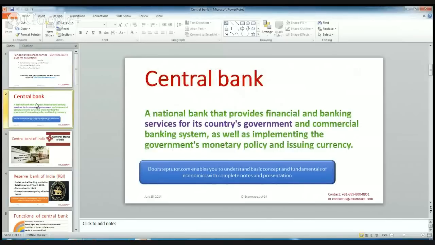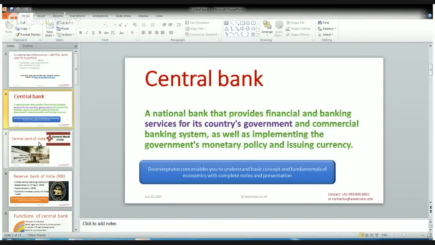We know that central bank is the apex financial body in the banking structure. It's the apex financial institution. It provides the financial and banking services for its country's government and for the commercial banking system. It is a banker's bank which provides the services to the whole commercial bank and also to the government. It is functioning the issue of the currency. It issues currency notes and also controls the monetary policy. So this is about the central bank.